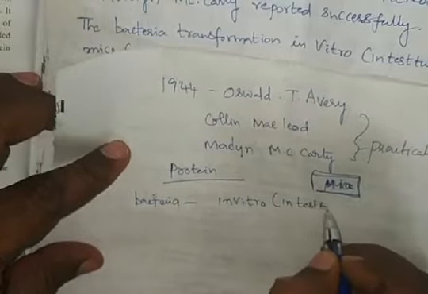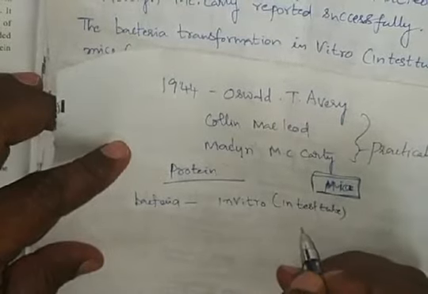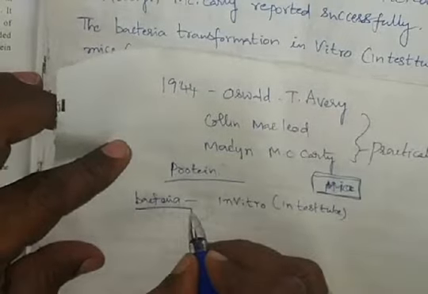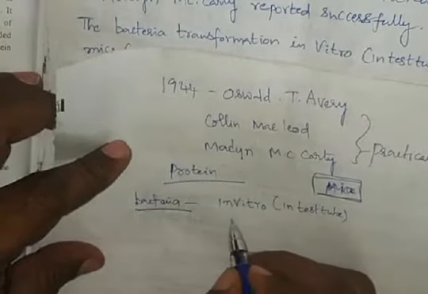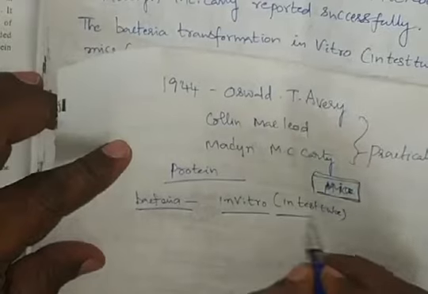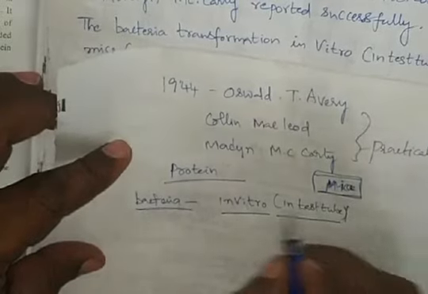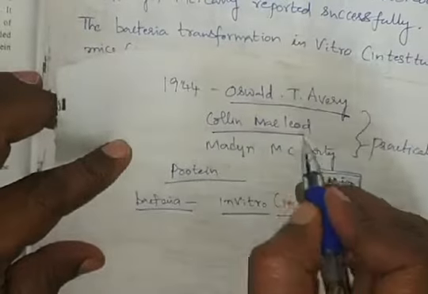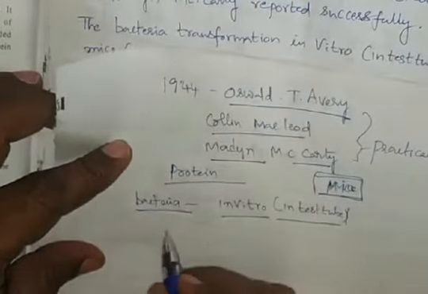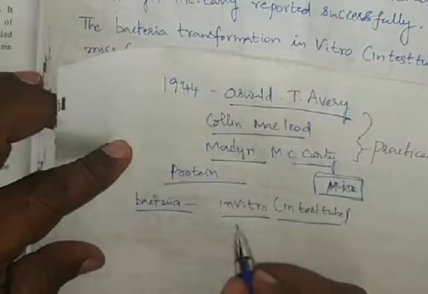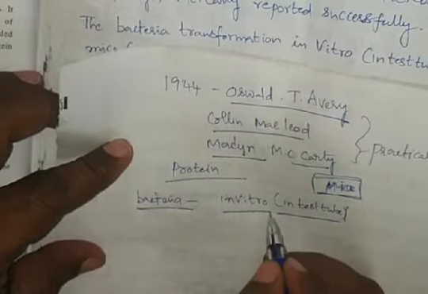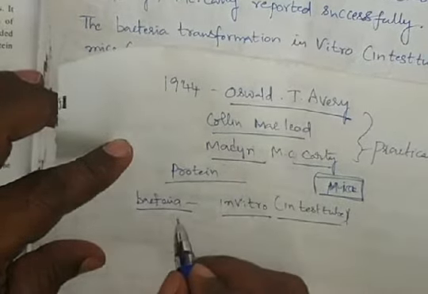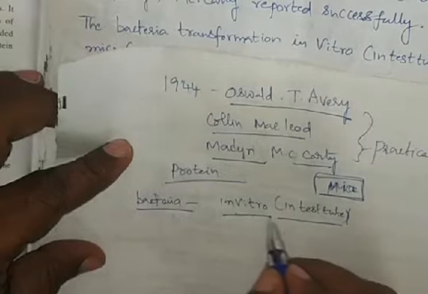In the test tube they have taken the bacterial strains, S strain or whatever it is. Very, very important point: in vitro condition. Oswald T. Avery, Colin MacLeod, and Maclyn McCarty practically used bacterial culture in in vitro condition.